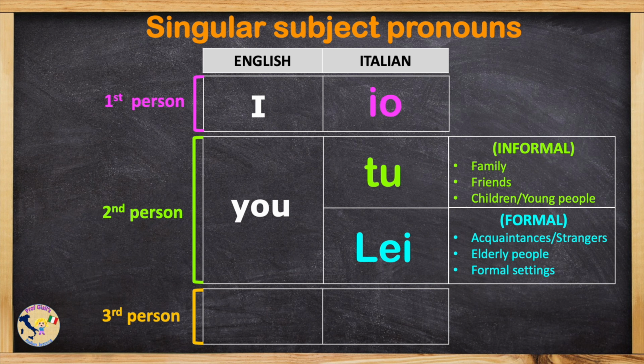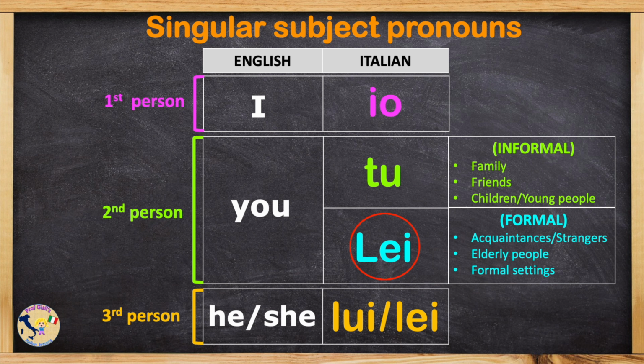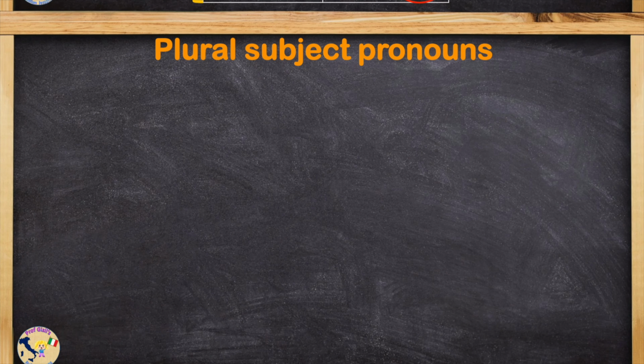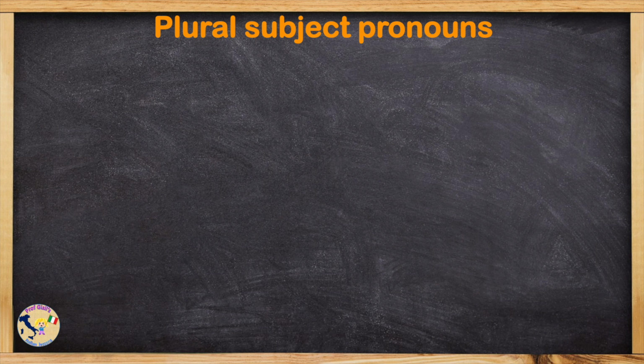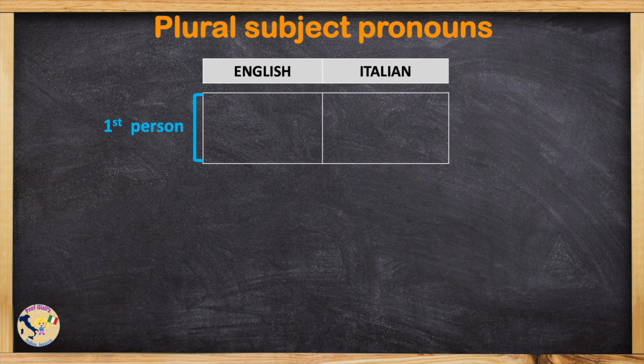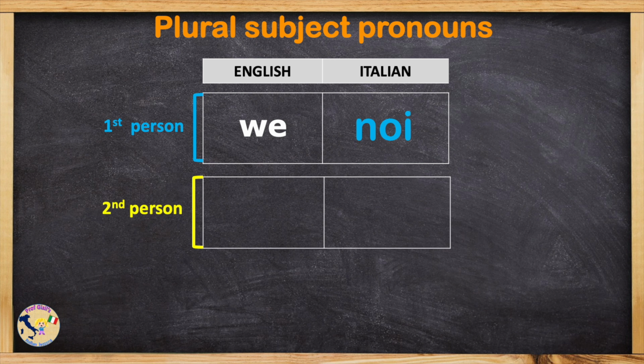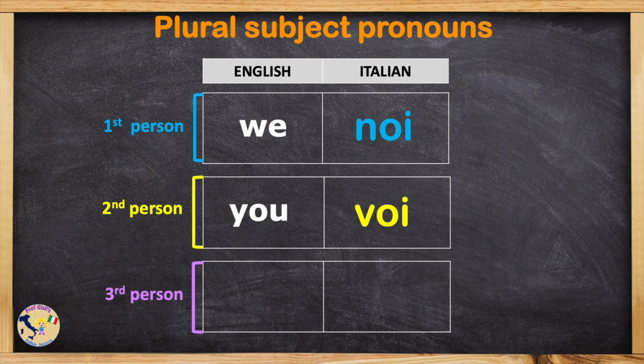Italian third-person subject pronouns equivalent to he and she are lui and lei. Pronoun lei, meaning formal you, is usually written with a capital L to distinguish it from lei, meaning she. As for plural subject pronouns, the Italian equivalent of first-person we is noi, of second-person you is voi, and of third-person they is loro.